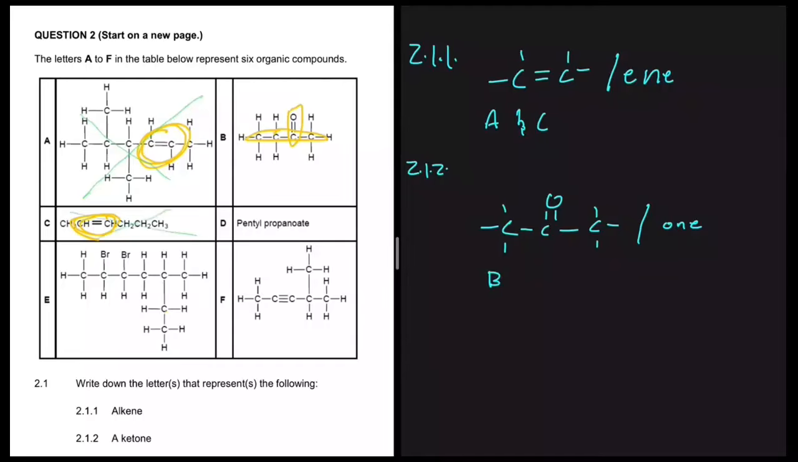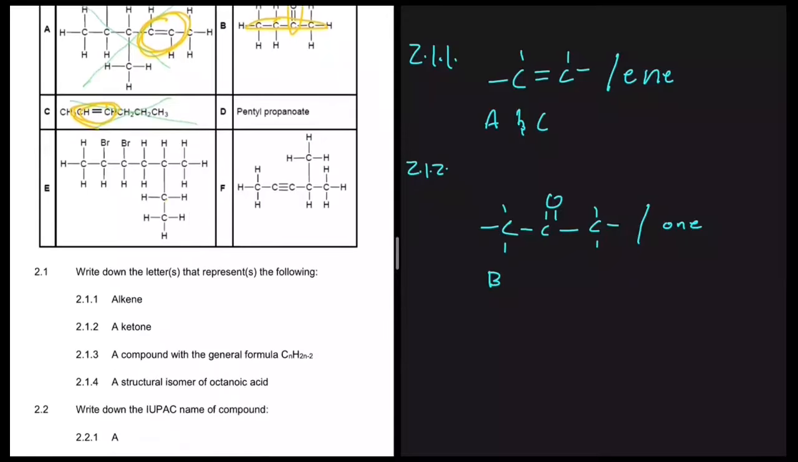C is also an alkene, so it cannot be part of our solution. D doesn't have what we're requiring. E and F also don't have what we're requiring. So now we can go to 2.1.3.